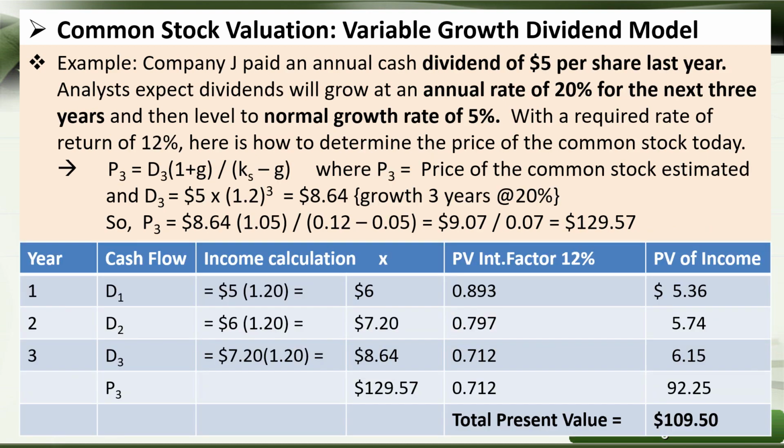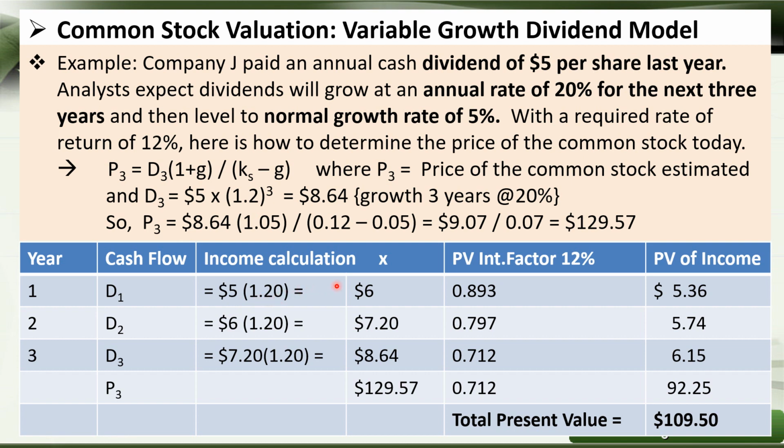Reading the example carefully, company J paid an annual cash dividend of $5 per share last year. Analysts expect dividends to grow at an annual rate of 20% for the next year. So the last year's dividend of $5 is multiplied by 1.20, which is the growth rate, to get D1.